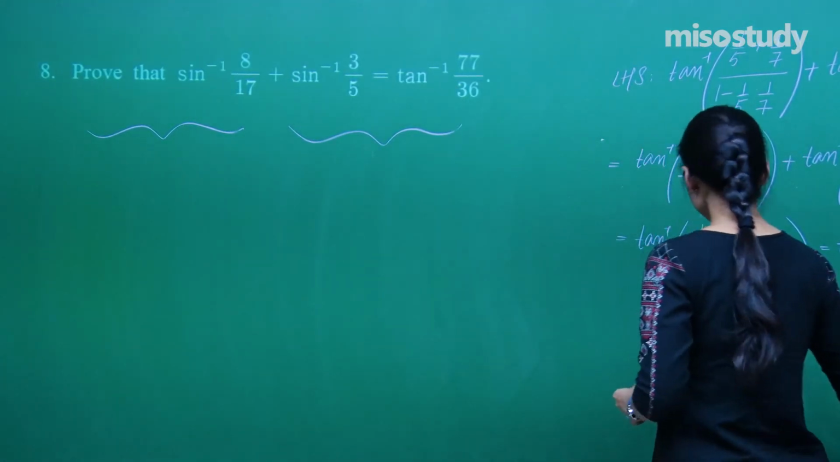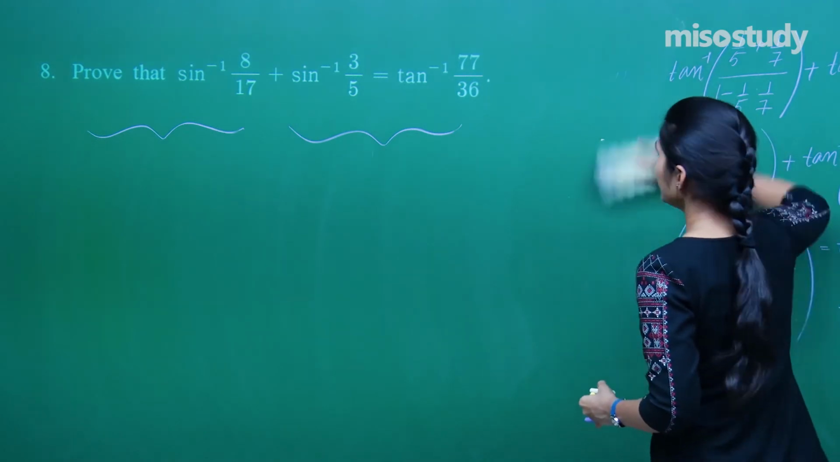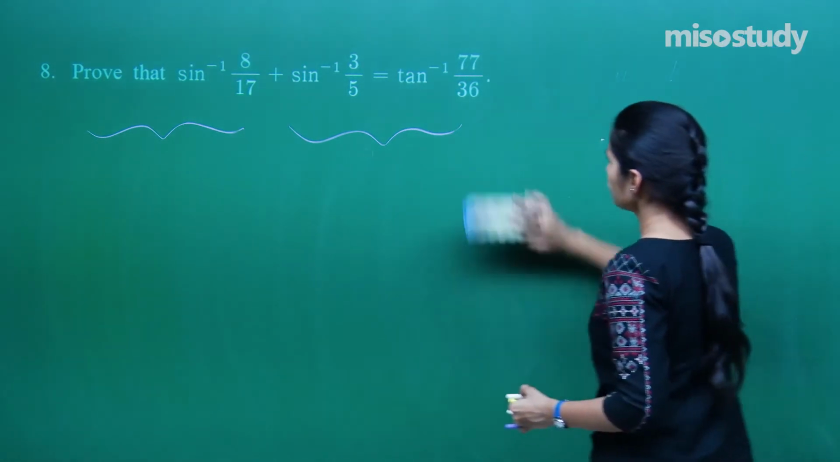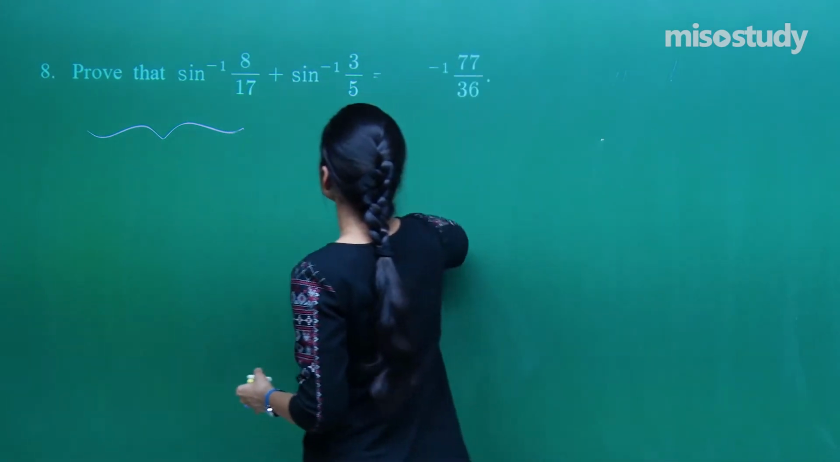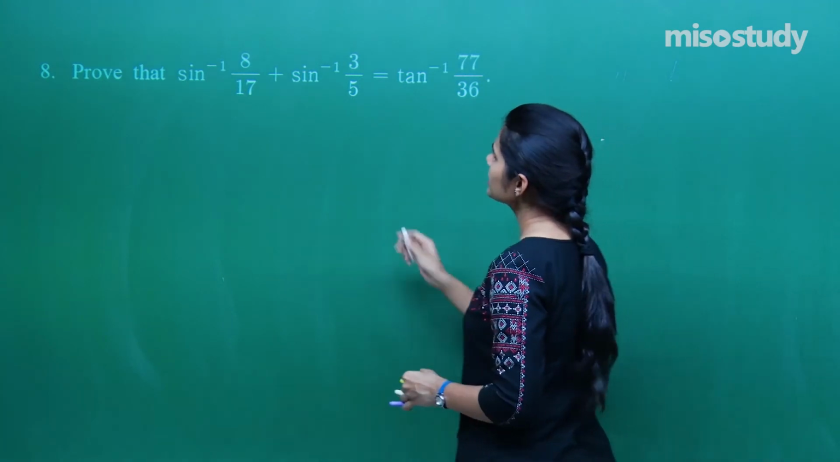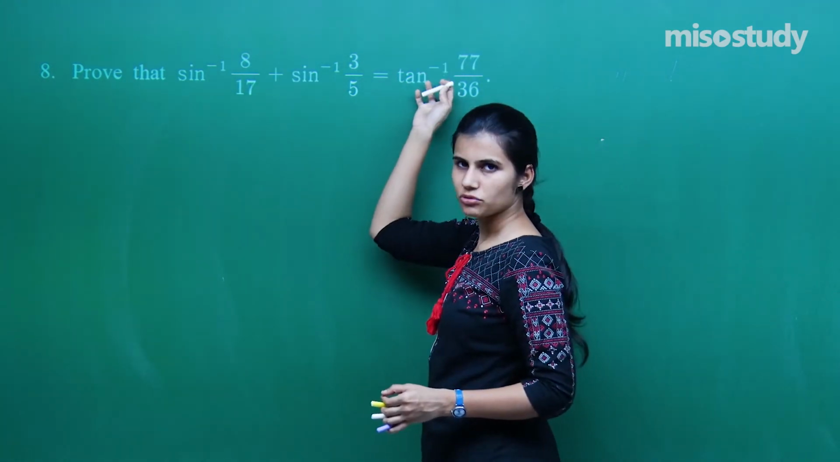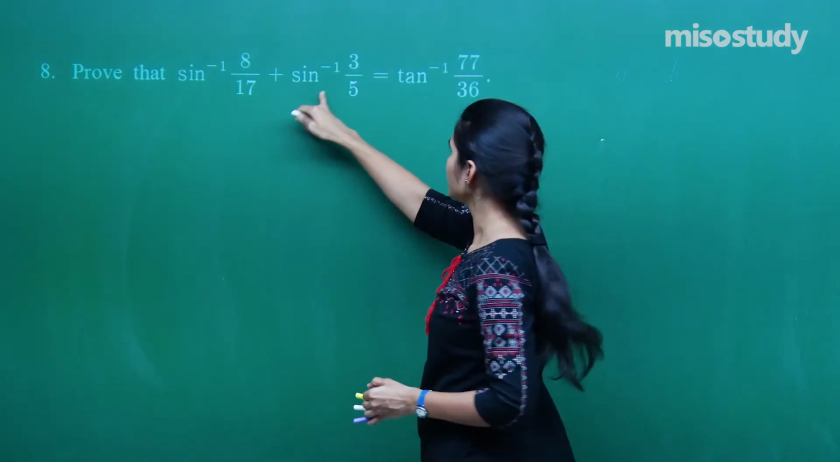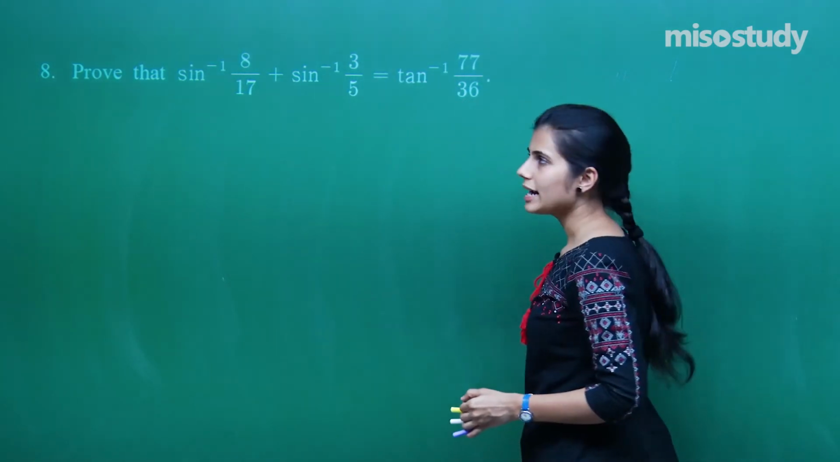Prove that sine inverse of 8/17 plus sine inverse of 3/5 is tan inverse of 77/36. In here, what we are going to do is somehow connect sine inverse to tan, or convert it to tan. Both expressions involve sine inverse, and therefore here we need to change it to tan inverse.